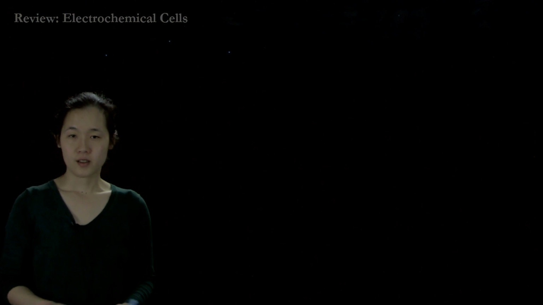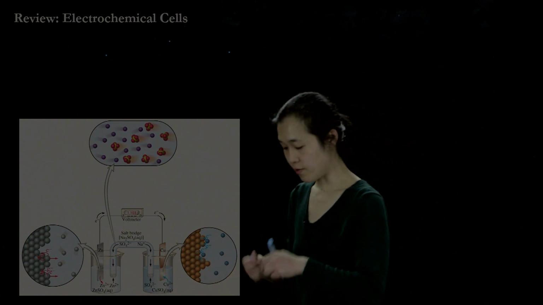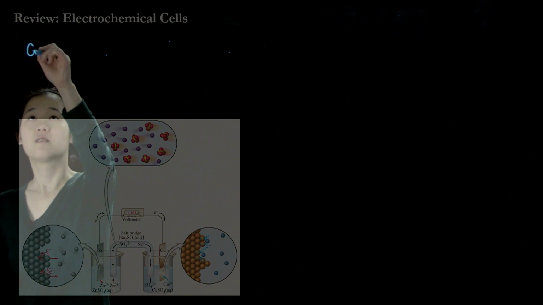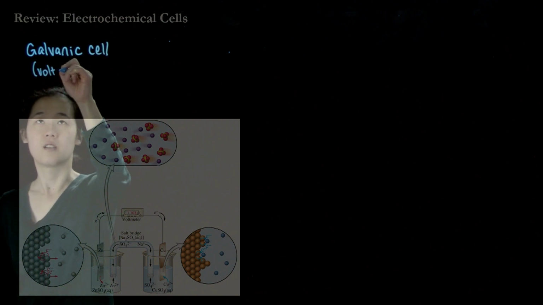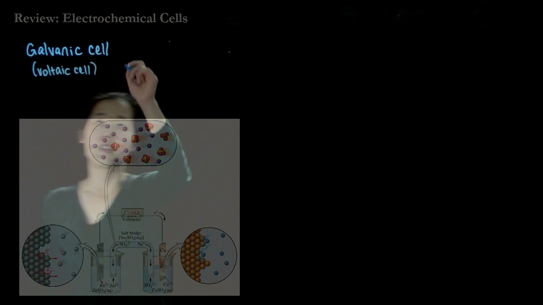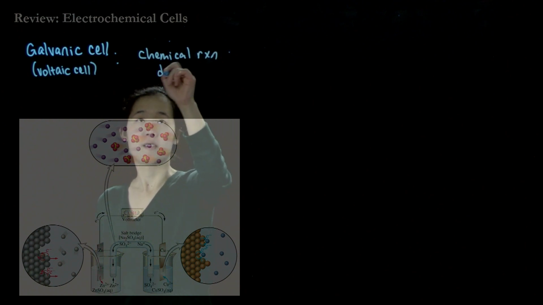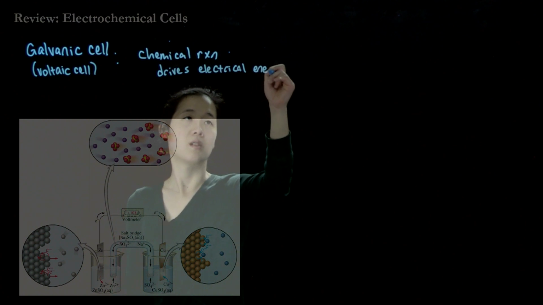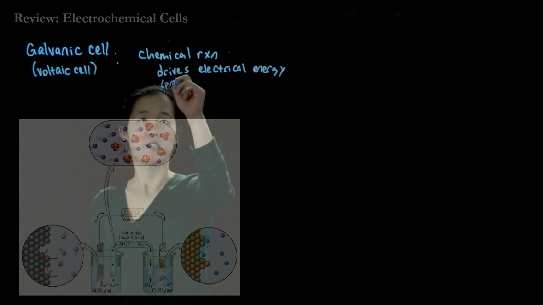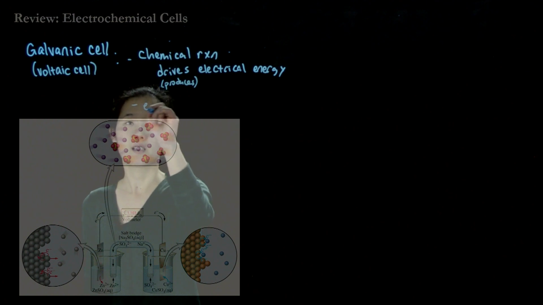In the first type, the galvanic cell, I'll show you an example here. Here is the galvanic cell that we showed in class before we left. Also called the Voltaic cell. The key part is that it uses the chemical reaction to drive electrical energy, by which I mean it produces electrical energy. And the key part of this is that the electrochemical reaction must be spontaneous.